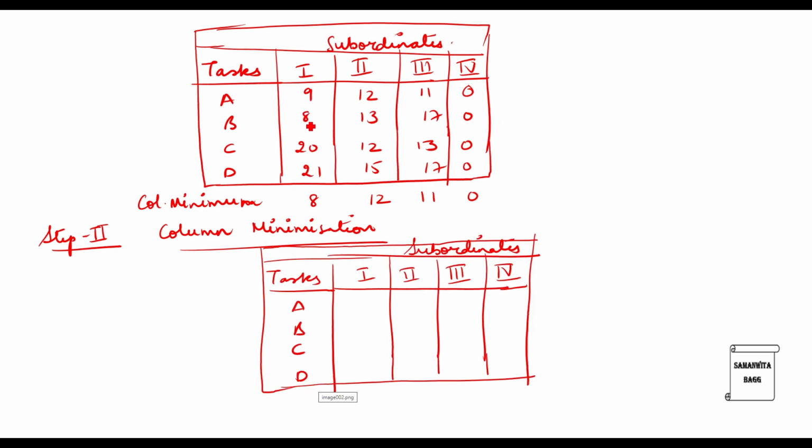So let's subtract 8 from each of these numbers. So this is 1, 0, 12, 13. Again here we are going to subtract 12. So this is 0, 1, 0, 3. This is 0 because we are subtracting 11. This is 6. This is 2 and this is 6. Here since it is 0, so let's write 0 again. Now each row and each column has 1 0 at least.